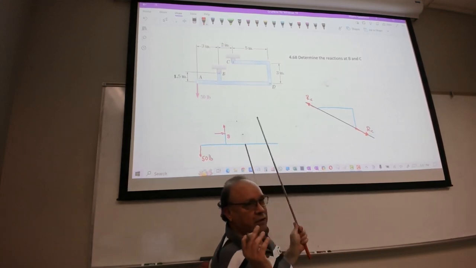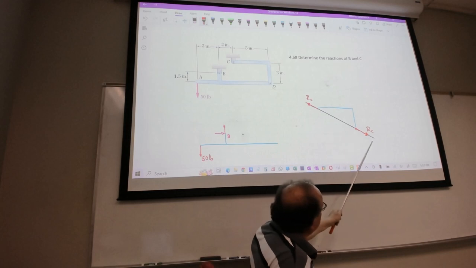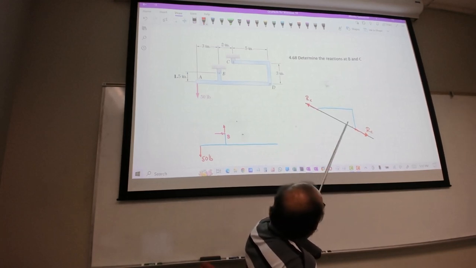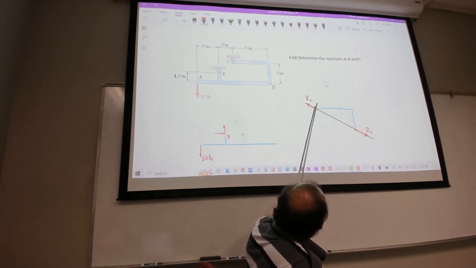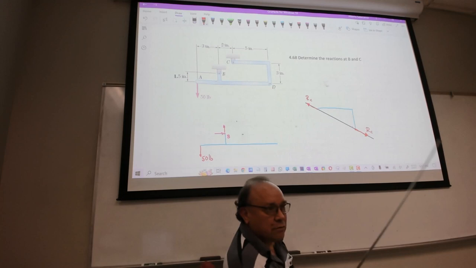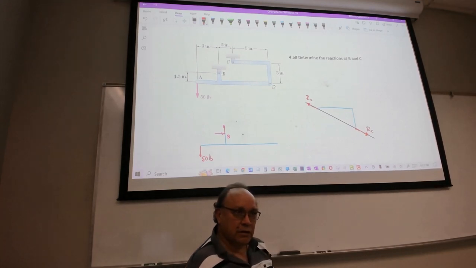What is the direction of the forces? Well, since they have to be collinear, you draw this line connecting the two points, and the forces have to go in this direction and this direction, and they have to be the same magnitude, so this is in equilibrium. All right? Is that understood?